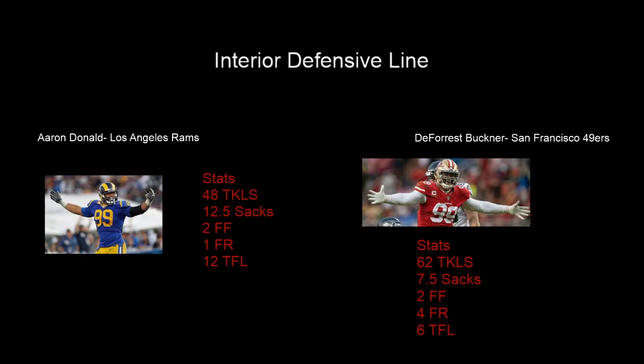The next guy, DeForest Buckner of the San Francisco 49ers. Another guy that has done the dirty work without a ton of statistical reward. He plays on a great defense and is a guy that demands double teams most plays. His stats: 62 tackles, 7.5 sacks, 2 forced fumbles, 4 fumble recoveries, and 6 tackles for loss. They're not going to blow you away, and that's not what I'm trying to sell you on. This guy is an eye test guy on a very good defense, so he passes 2 of my key theories.